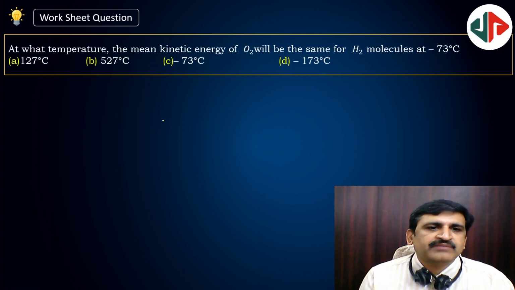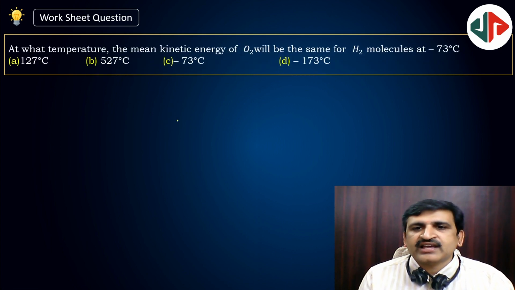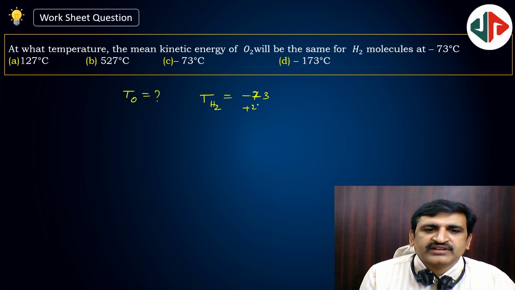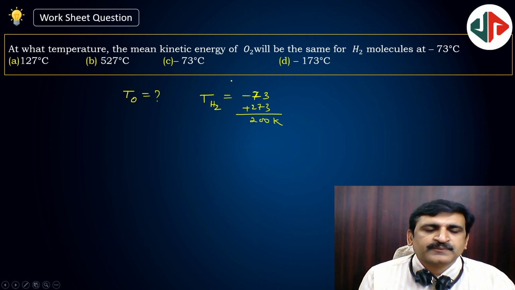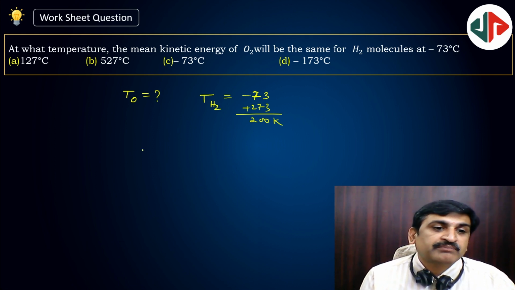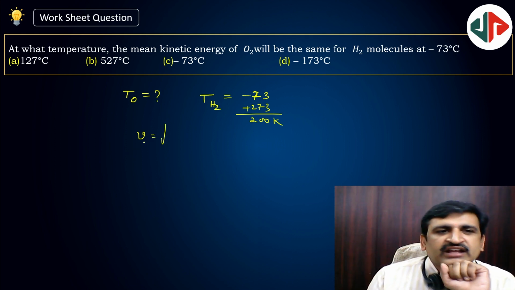At what temperature will the mean kinetic energy of oxygen be the same as that of an H2 molecule at minus 73? T of oxygen? T of hydrogen is equal to minus 73 plus 273. It will be 200 Kelvin. So at what temperature the mean kinetic energy? Mean kinetic energy means average kinetic energy. Average kinetic energy 8RT by pi m. So V is equal to mean, root mean square, or average.